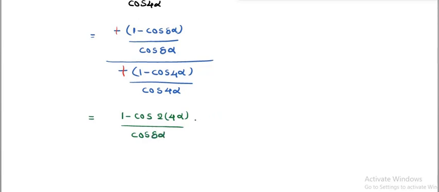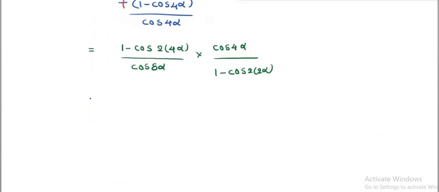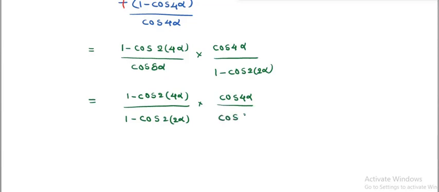So reciprocal, the fraction is reciprocal: cos 4 alpha by (1 minus cos 4 alpha), which is written as 2 into 2 alpha, 1 minus cos 2 into 2 alpha. What is the formula? 1 minus cos 4 alpha, into cos 4 alpha by cos 8 alpha.